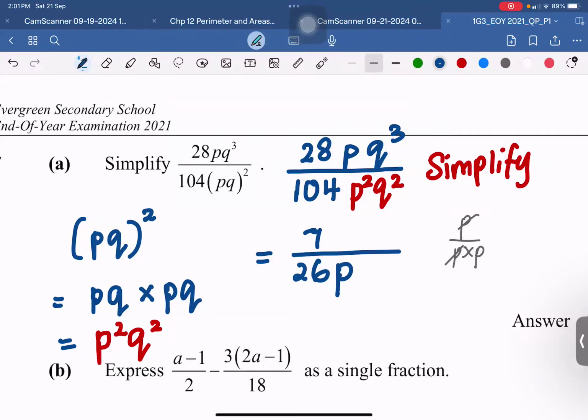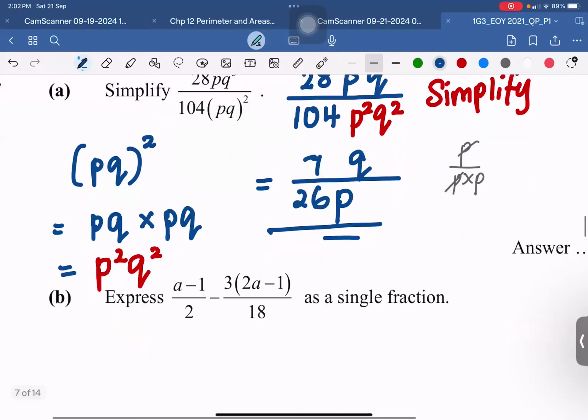Okay, next one, we have the q. q on top has 3, bottom has 2. Cancel, cancel. What are we left with? q cubed over q squared. What are we left with? q, top or bottom, numerator or denominator? Top. Thank you. So it'll be q. Then we'll have the answer. This one, no more common factor. This will be the final answer.